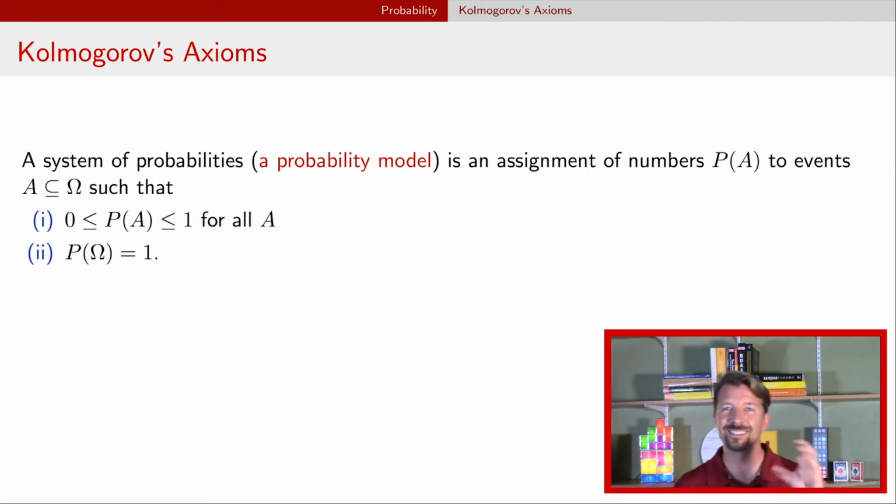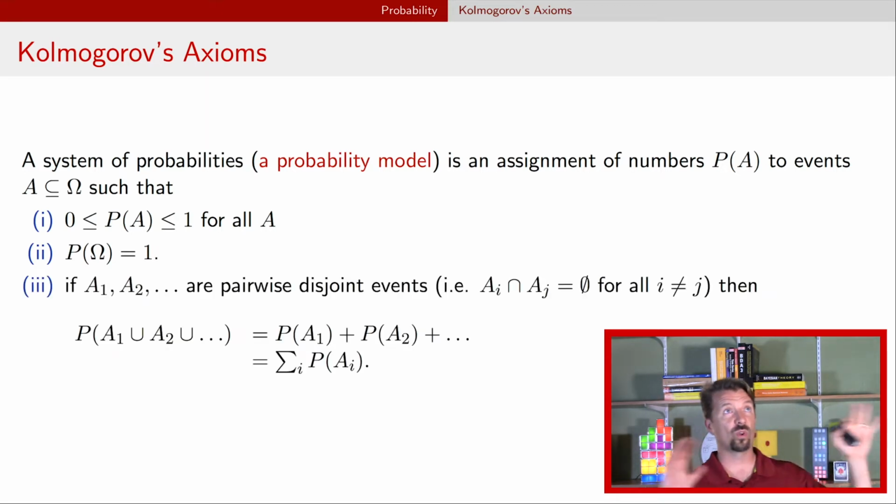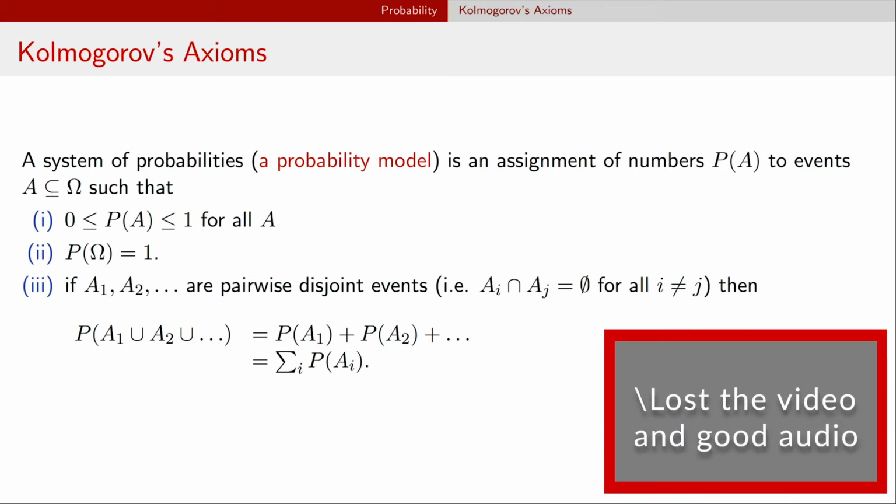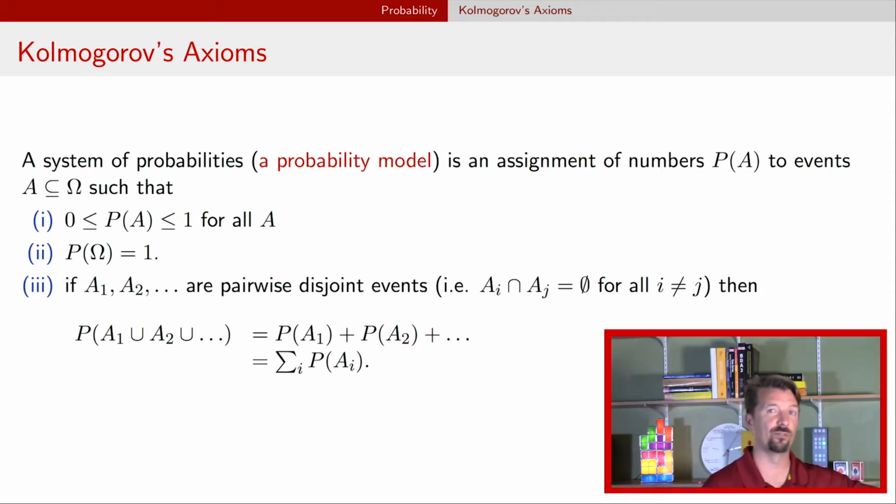Now the last one is a little bit trickier. The last one says, let's suppose that you have a whole collection of pairwise disjoint sets. We're going to call that A1, A2, and so forth. And there's possibly a countably infinite number of them. So there's an infinite number of them, so you can just keep going A1, A2, A3, A4, A5, A6, on up and never stop.